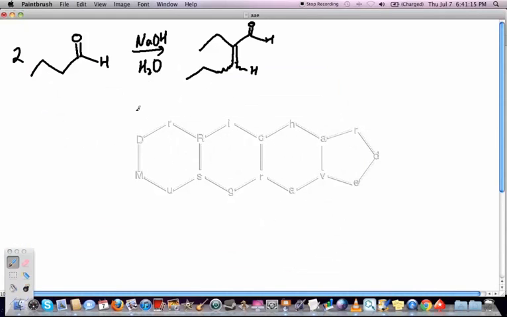Alright, here we go. So we're going to use two equivalents of this aldehyde, and we're going to use sodium hydroxide and water, and the product we end up with will be an alpha beta unsaturated aldehyde. Alright, so let's look at the mechanism.